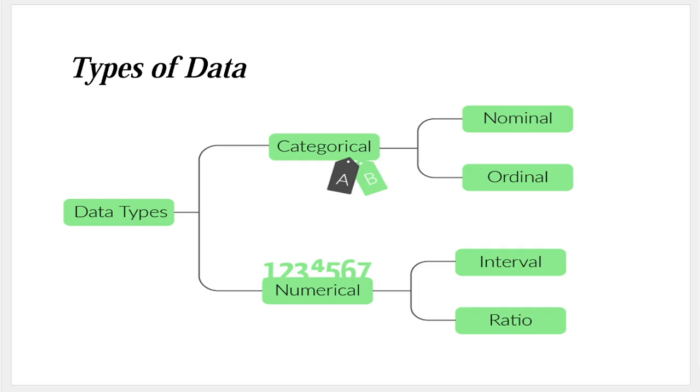So in this slide we have types of data based on measurement. We have two types of data in general, categorical and numerical, and categorical is divided into two other types, nominal and ordinal. But here numerical data types are divided into other types, interval and ratio. So we will explain in detail in the next slide.